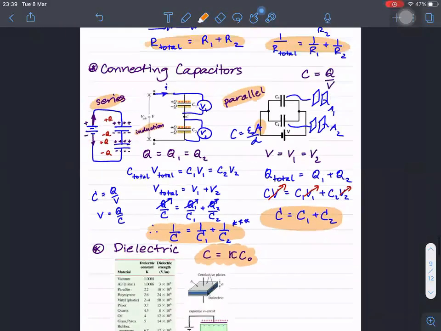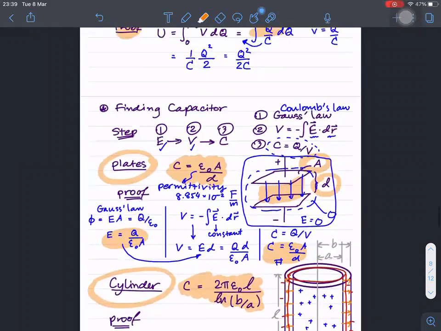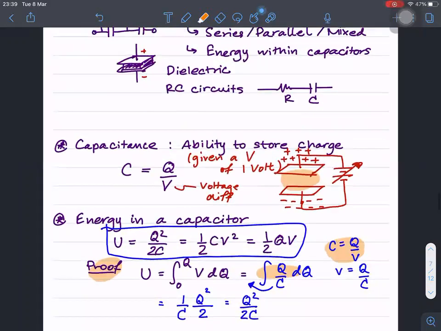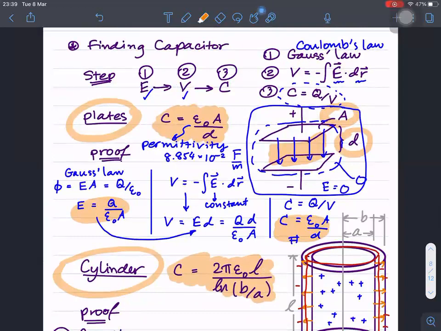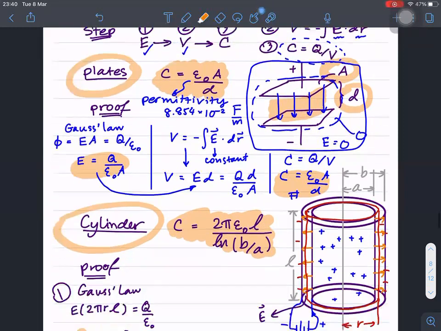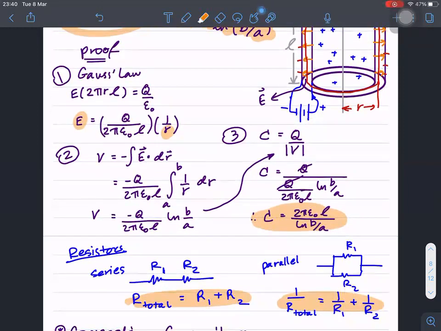So let me summarize again. What we have so far was the definition of the capacitance, Q over V, and how we find the energy of the capacitor, and then the steps of finding the capacitance by E, V, and C. For E, we use Gauss's law. We use the product between E and R, and C is Q over V. We will be able to prove the C values for both parallel plates and cylinders.